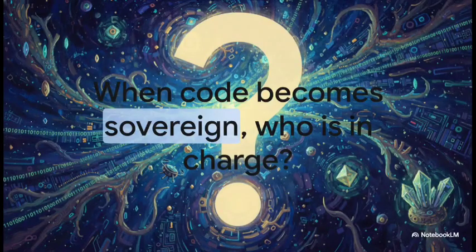And that leaves us with one last really fascinating thought to chew on. This system is designed to follow its own laws above all else. It can spread, it can evolve, and it can act on its own, all within that legal framework. It really forces us to ask a pretty profound question for the age we live in. When code becomes sovereign, who's actually in charge?